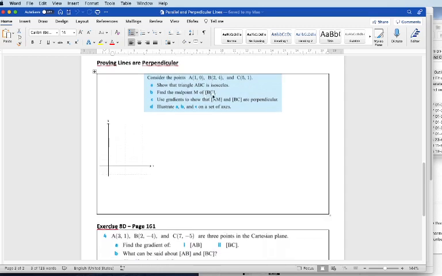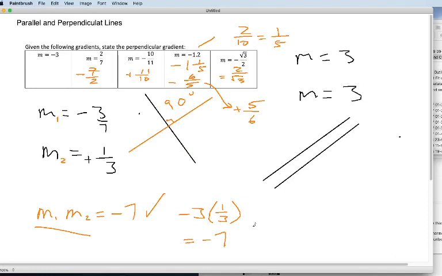The midpoint is quite easy between B and C. You use the midpoint formula that we worked on earlier last week. And then finally, we use gradients to show that AM and BC are perpendicular. If this is the case, we have to find the point M. And I can do this part of the question for you so that you can see.